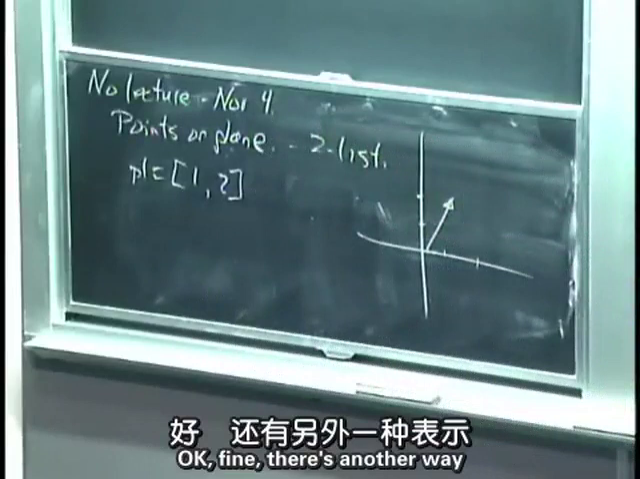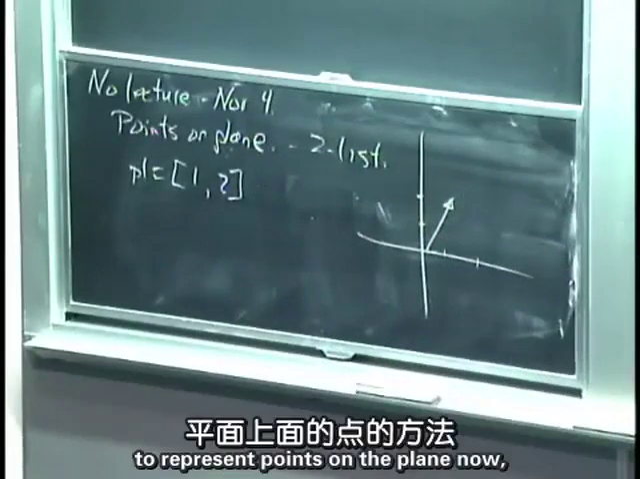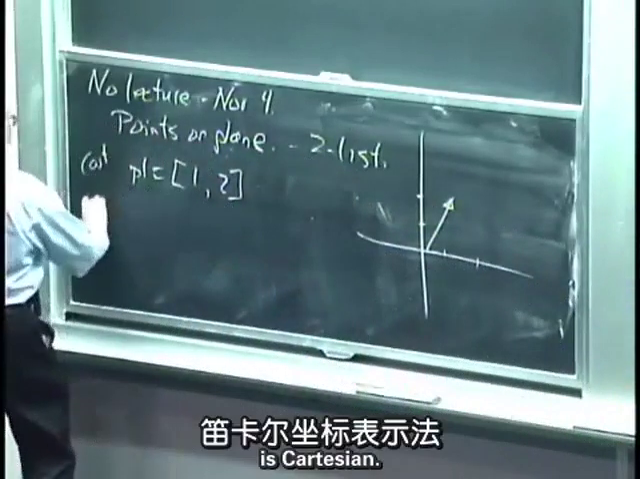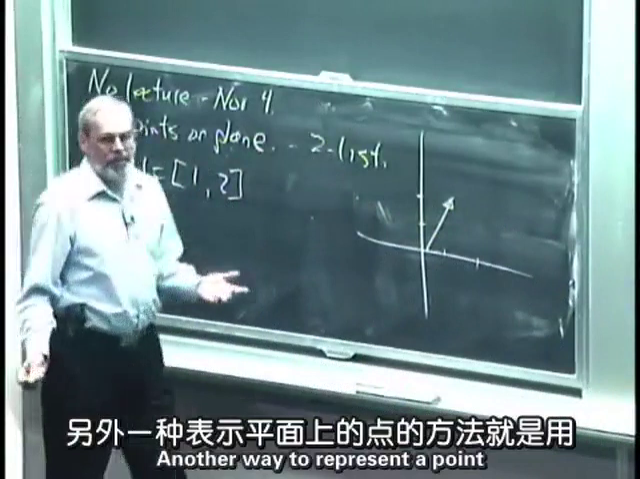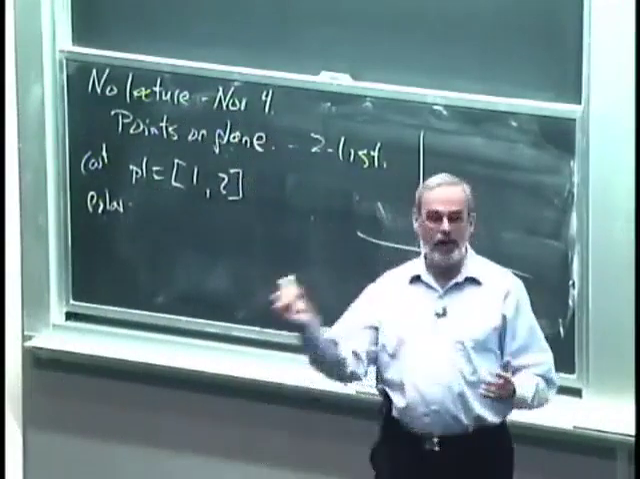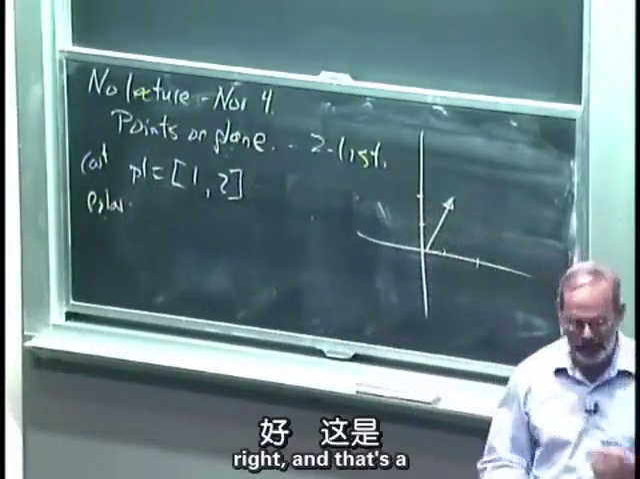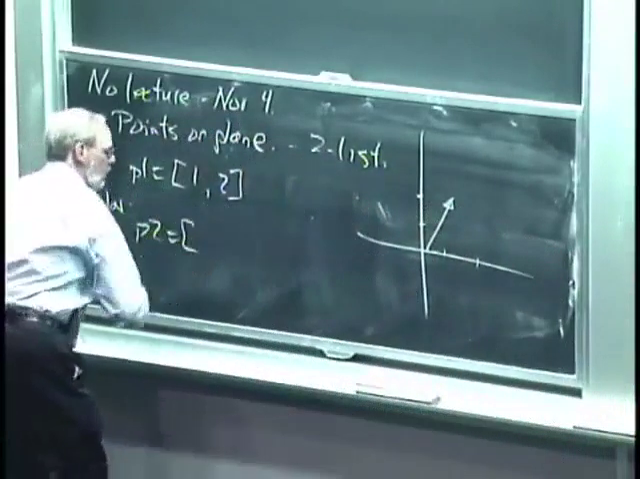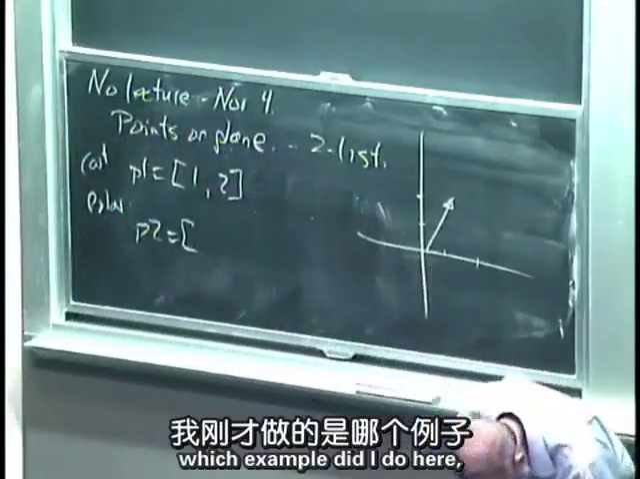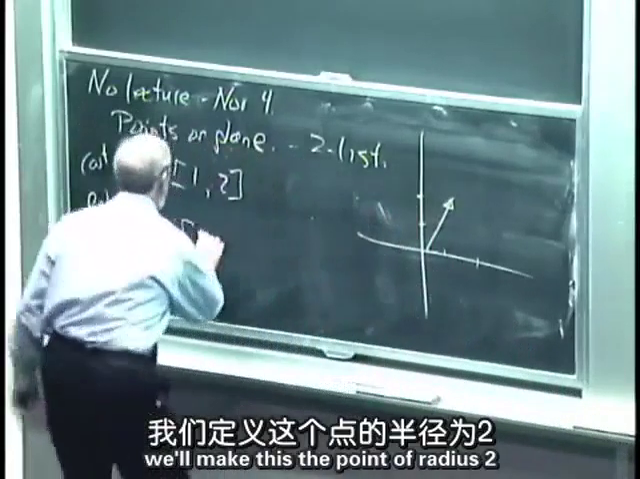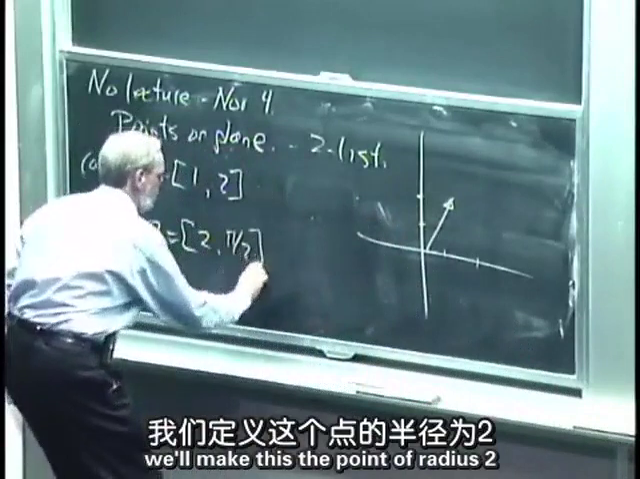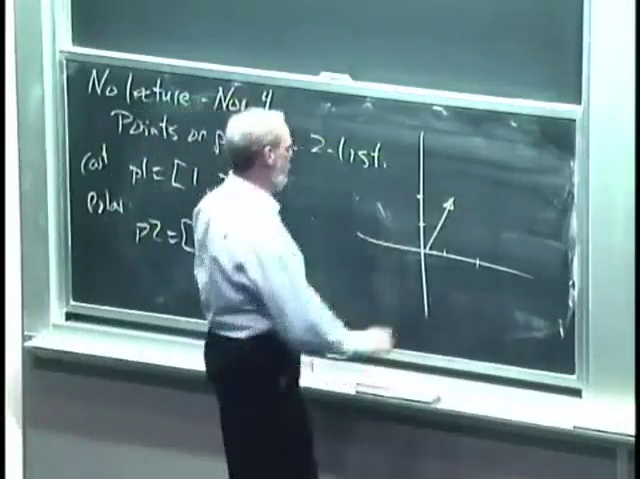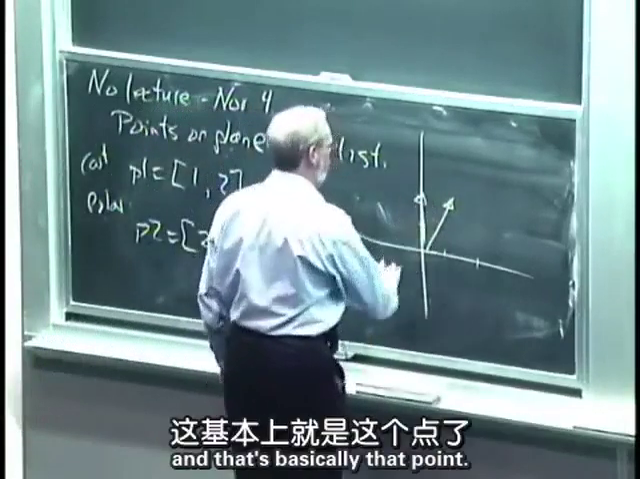Okay, it's fine. There's another way to represent points on the plane, though, and that's in polar form. So this, if you like, is Cartesian. But another way to represent a point in the plane is I've got a radius and I've got an angle from the x-axis. And that's a standard thing you might do. So I might define, for example, in polar form, P2. We'll make this the point of radius 2 and at angle pi by 2. I'm going to make it easy because pi by 2 is up along this axis, and that's basically that point.